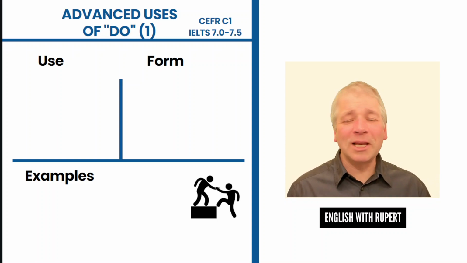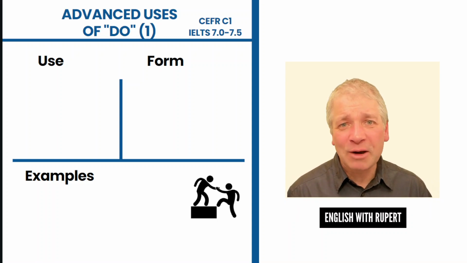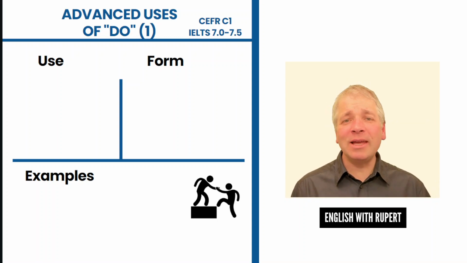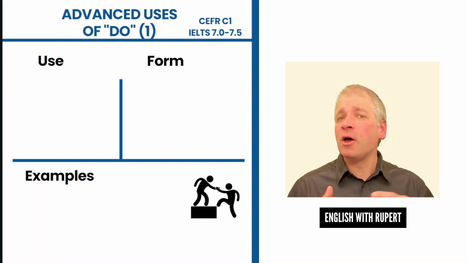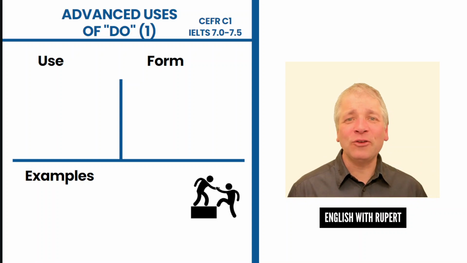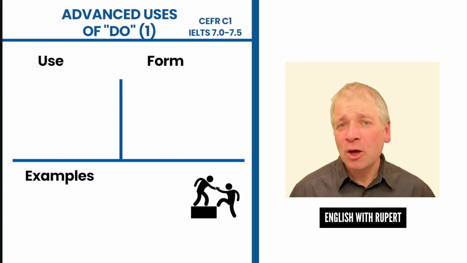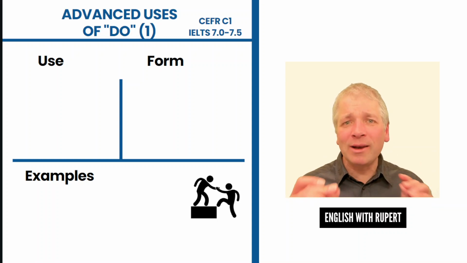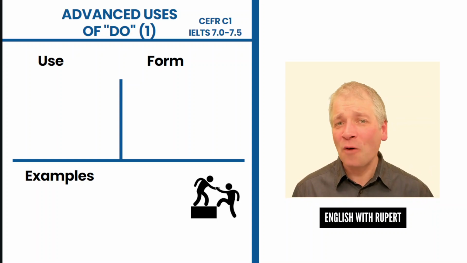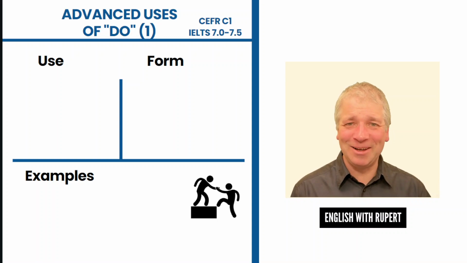Do is commonly used as an auxiliary verb to help us with questions and negatives, but it has advanced uses all of its own. I'm going to introduce four of them to you in this lesson, which is aimed at the C1 level. So it's good if you are trying to reach an IELTS level of 7 or higher.